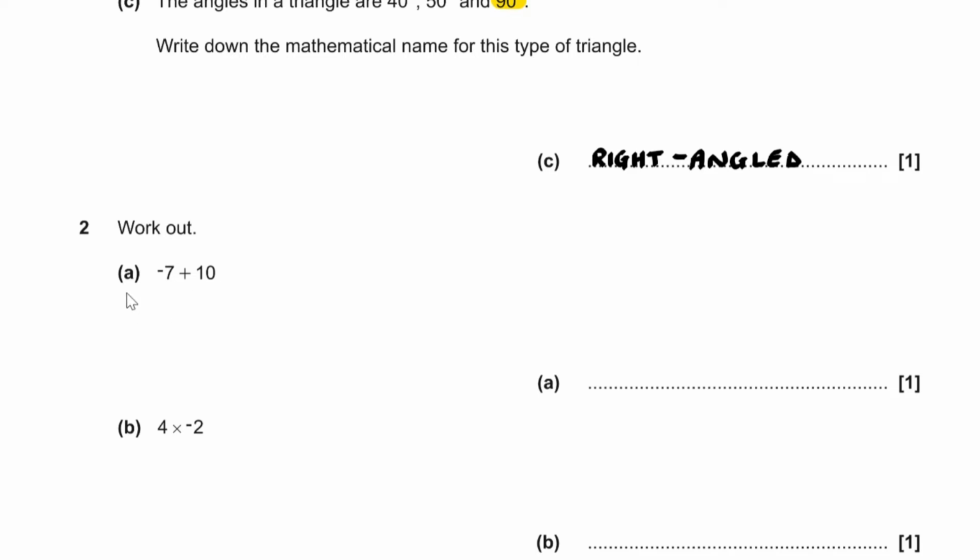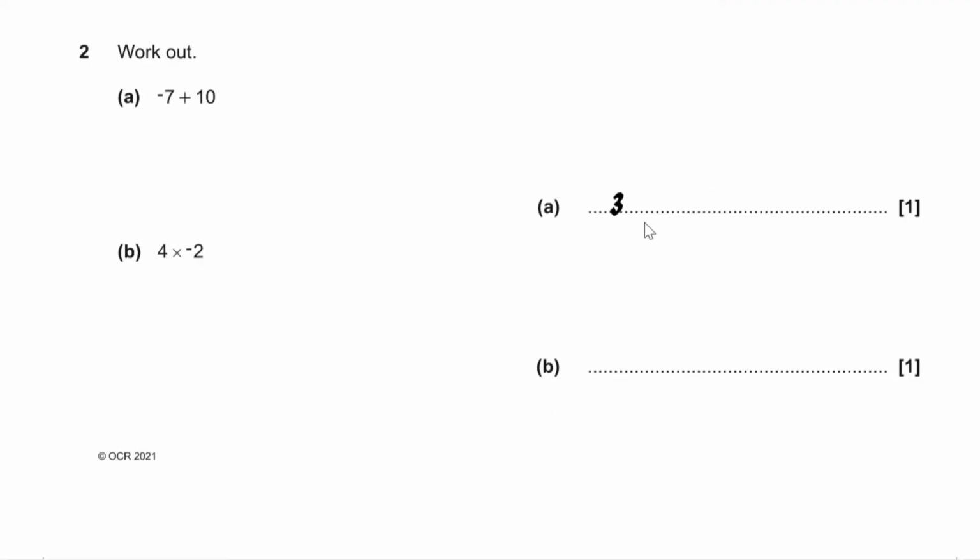Question 2. Part A. We have to work out -7 plus 10. This is the same as subtracting 7 from 10, which is 3. Part B. We have to work out 4 times -2. 4 times -2 is -8.